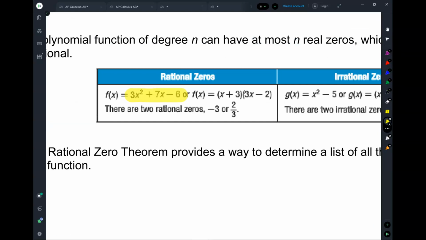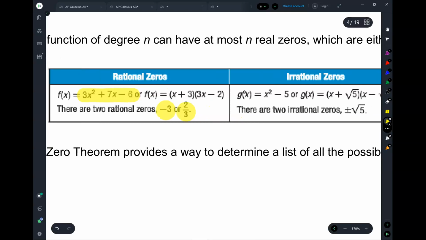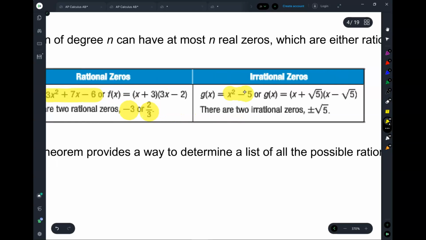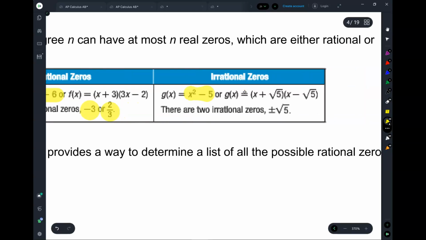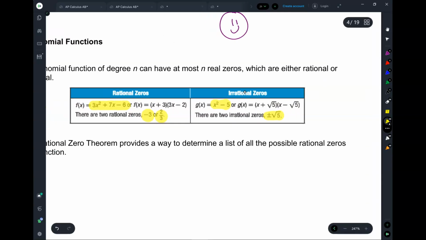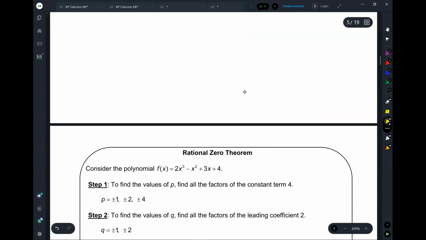When you solve it, the places where it crosses the x-axis are -3 and 2/3. Both of those are rational numbers, numbers that you can write as simple fractions. Look at this function. The places where this crosses the x-axis, its zeros, are √5 and -√5. Those are irrational numbers. So there is a way to get a list of candidates from which you can pick rational zeros. It's called the rational zero theorem.